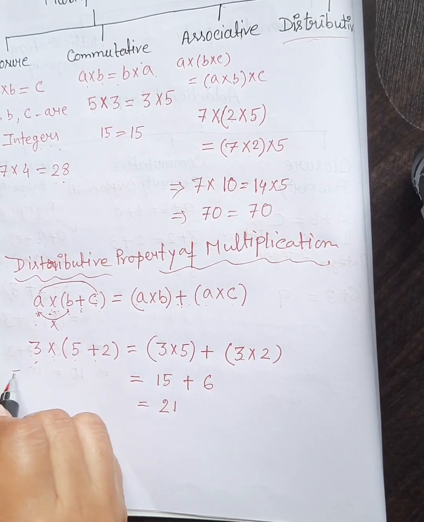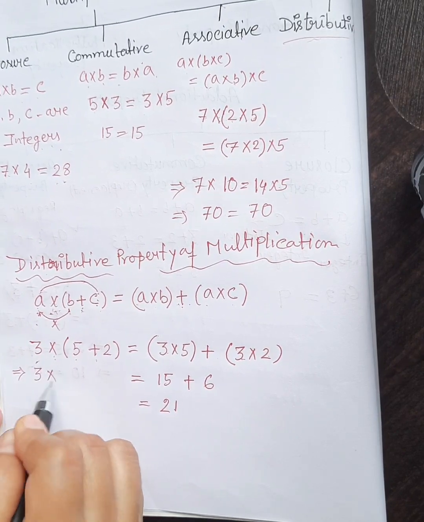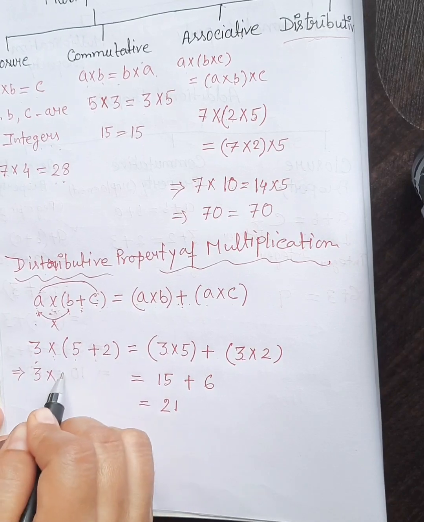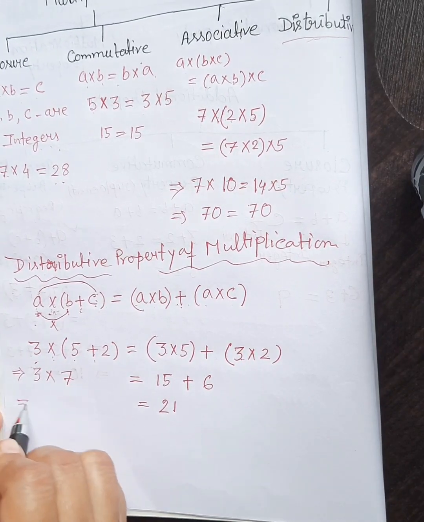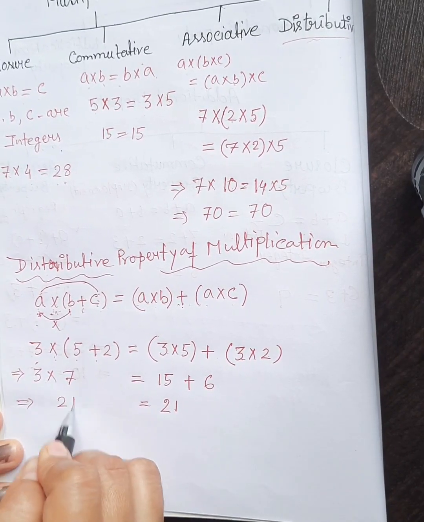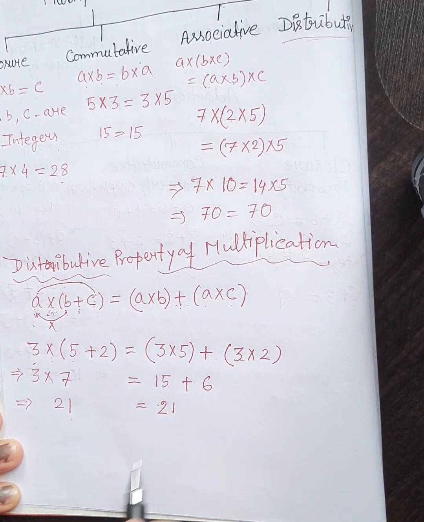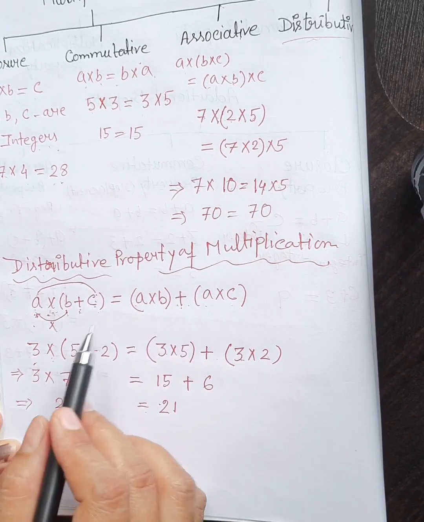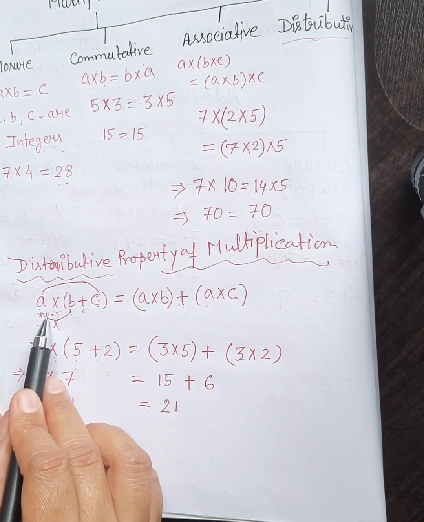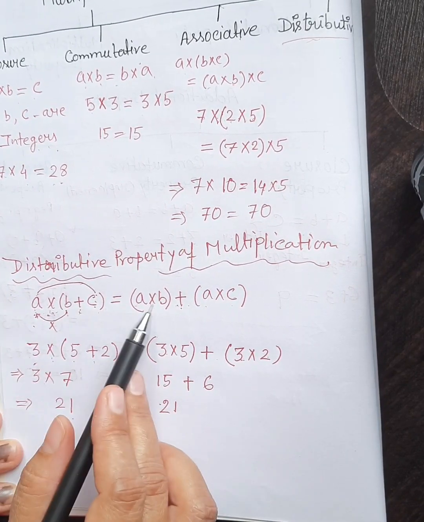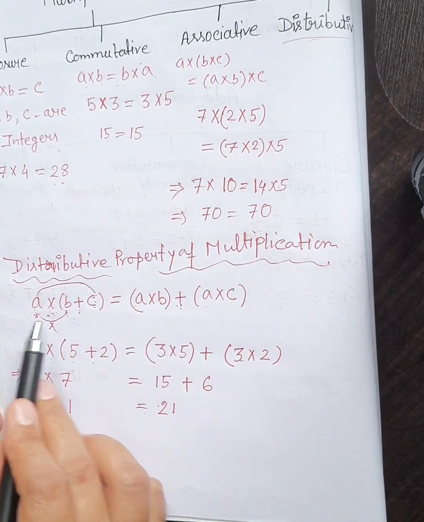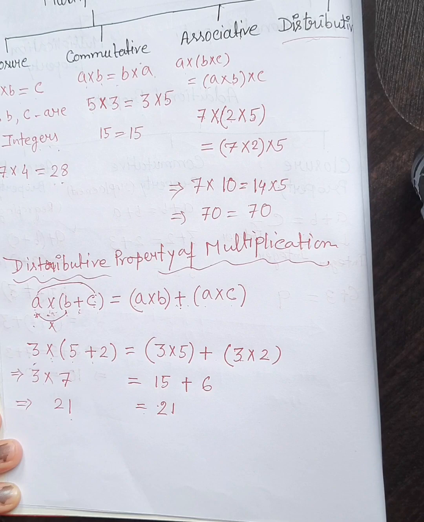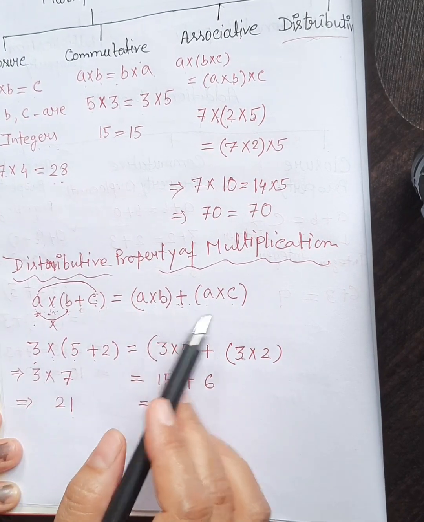Let's take the left hand side also. 3 into (5 plus 2). In the bracket we can first do 5 plus 2, 7. And 3 times 7 is 21. That means 21 equals 21. Left hand side equals right hand side. This property is satisfied. What is the property again? First integer multiplied with second, then plus first integer multiplied with the third. First second plus first third.